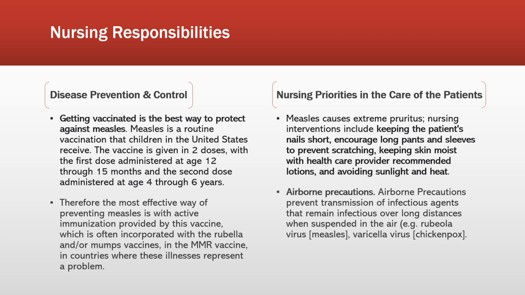Airborne precautions, of course, because measles is an airborne disease. Airborne precautions prevent transmission of infectious agents that remain infectious over long distances when suspended in the air, like the rubella virus, the measles virus, and the chickenpox virus.